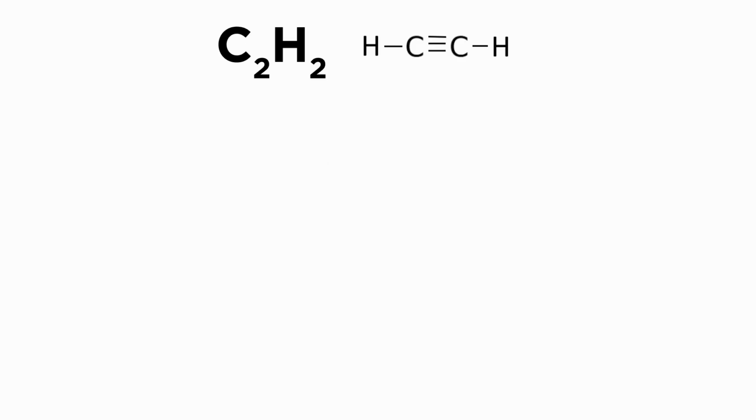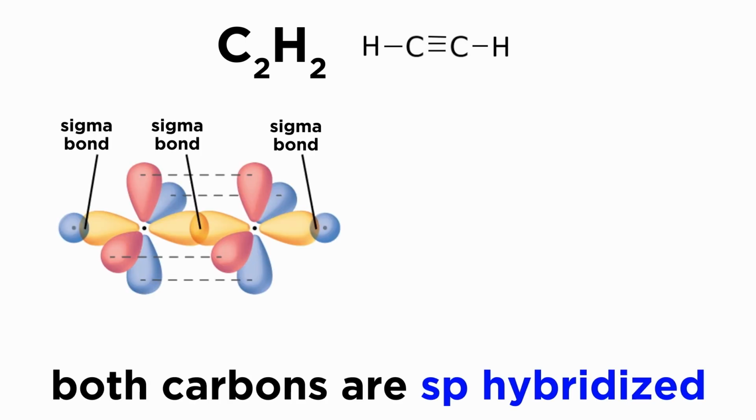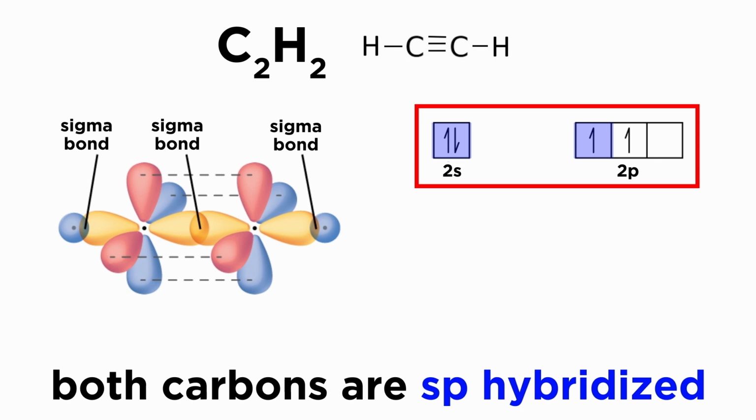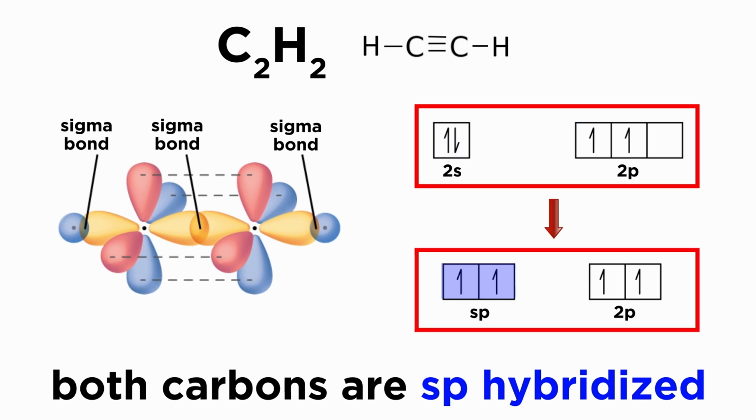To better understand this hybridization, let's look at acetylene, or C2H2, which has a triple bond between the carbons. This means the carbons are sp hybridized, exhibiting linear geometry. It is the case that the carbons need only one p orbital to generate the sp hybrid orbitals, so they each have 2 p orbitals left unhybridized.